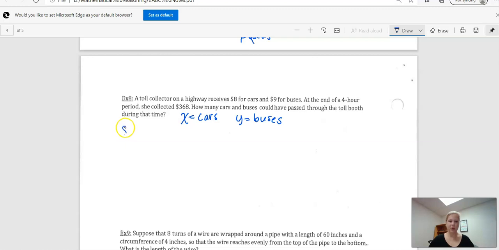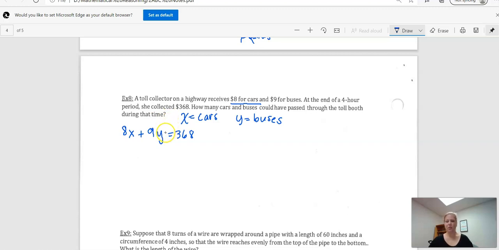So what we could say is, well, we've got 8 cars, right? That's what that says. $8 for cars. So every car that goes past is going to pay $8. So if 2 cars went past, we'd do 8 times 2, which would be 16, plus $9 for buses. So we're saying buses are 9. And it says at the end of the 4-hour period, she makes $368. So it says how many cars and buses could have passed through the toll booth during that time.